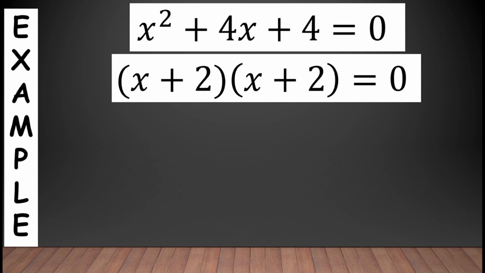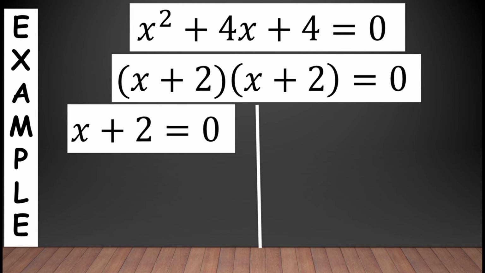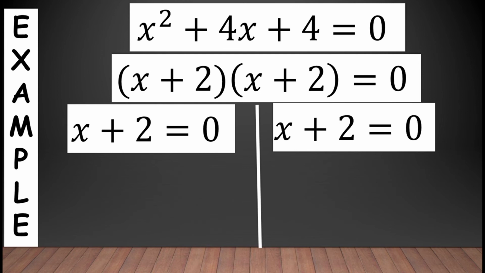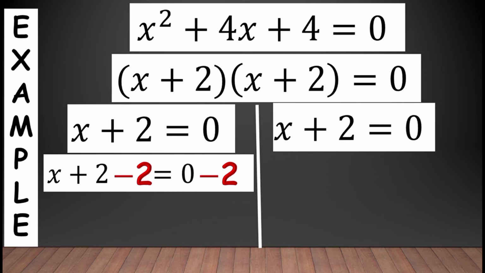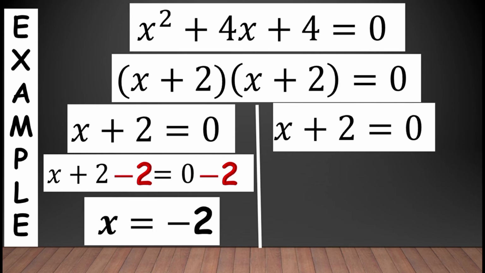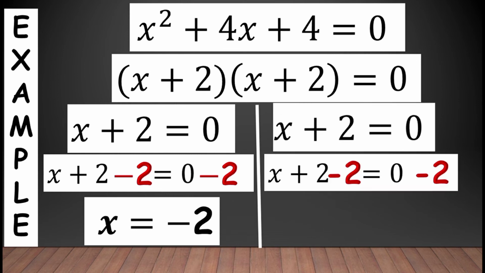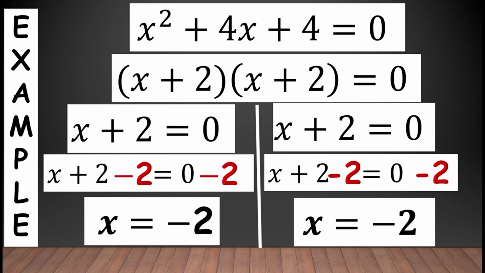So as we apply zero product property, again, each factor will be equated to 0. This means x plus 2 equals 0 and x plus 2 equals 0. Simplifying the left side of our equation using subtraction property of equality, the first solution is negative 2. The same process will be done to the other x plus 2. Using subtraction property of equality, the second solution is equal to negative 2. Let's have our next example.